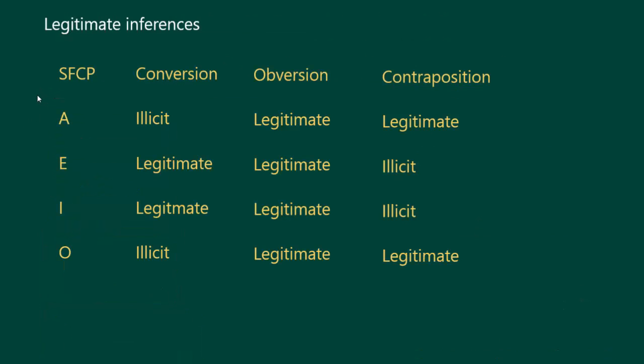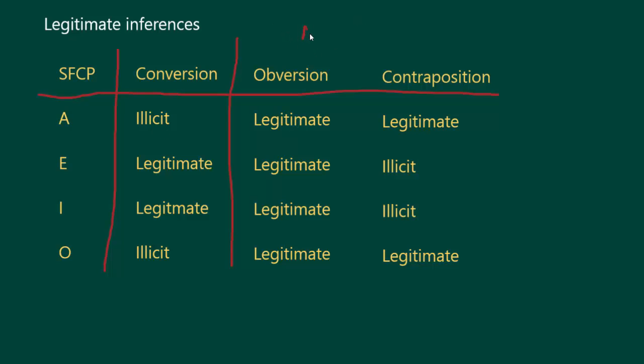So now let's look at a chart that tells us when the operation ends up with what would be a legitimate inference. To the left of this line, we have our A, E, I, and O propositions. And then in our conversion column, if we apply conversion to an A proposition, and then we maintain that the resulting proposition follows from the original A proposition, that would be illicit, which means the inference would be a bad inference. It would be invalid, an invalid argument. But if it's an E proposition, it would be legitimate.